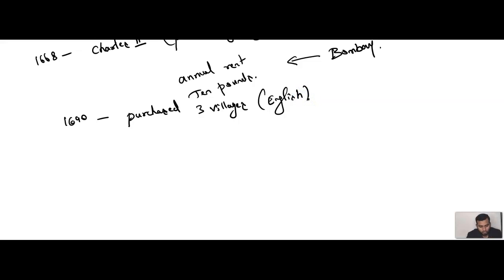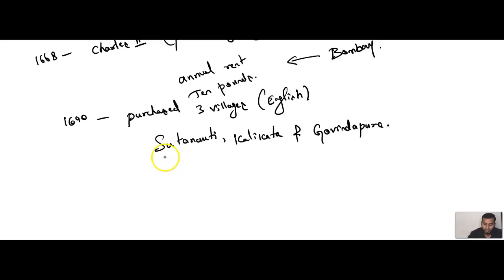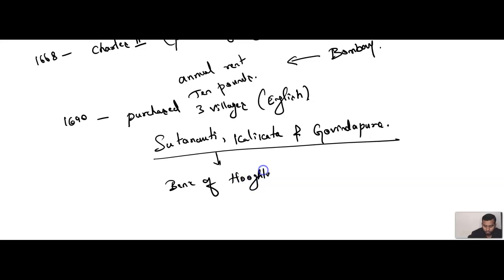Sutanauti. That is the name of the village. Next is Kalikata and Govindapura. Did you understand? Sutanauti, Kalikata and Govindapura on the banks of Hooghly River. Where are these 3 villages present? On the bank of Hooghly River.